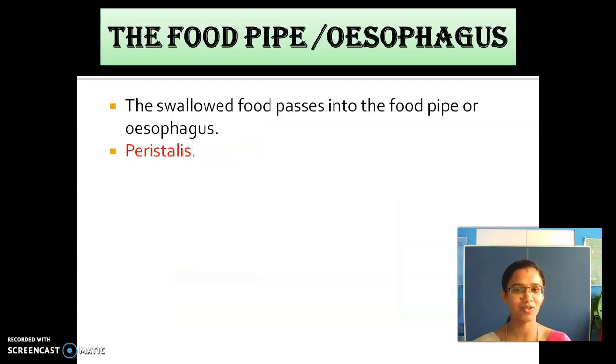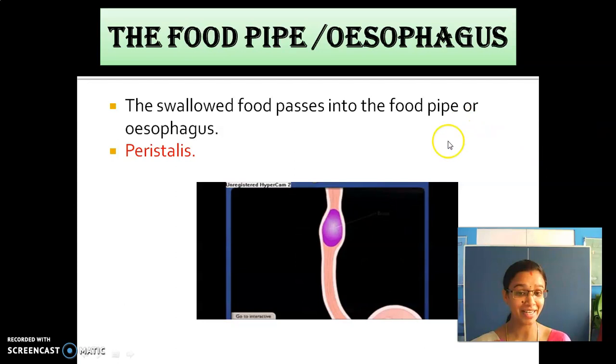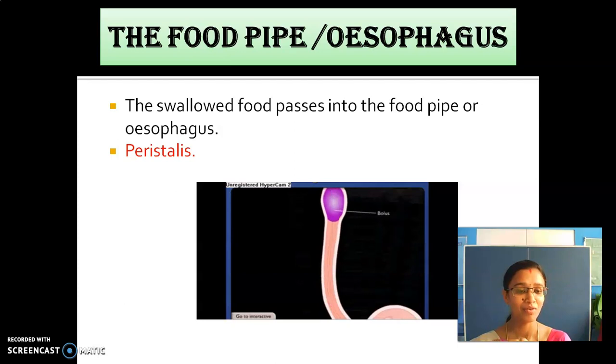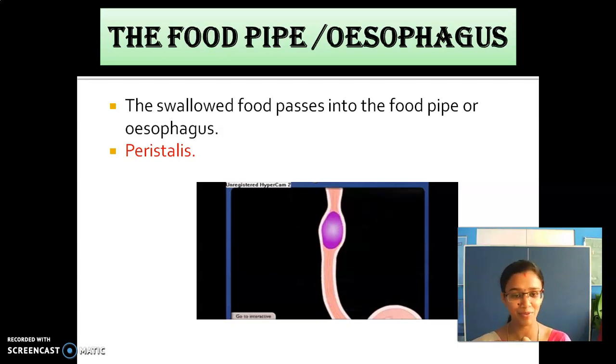And then what had we seen? The food pipe, the esophagus. The food is swallowed into the esophagus, which is the food pipe. First part in the mouth, second one in the esophagus. So what is that movement of peristalsis? The movement of pushing the food down into the stomach is called peristalsis. The food bolus enters the stomach through the food pipe.